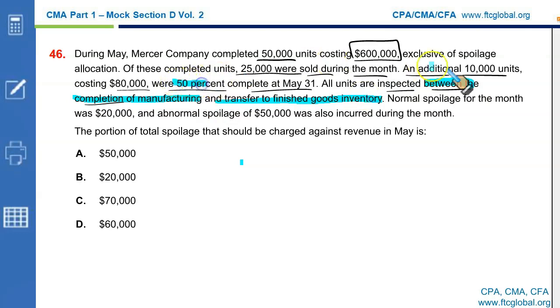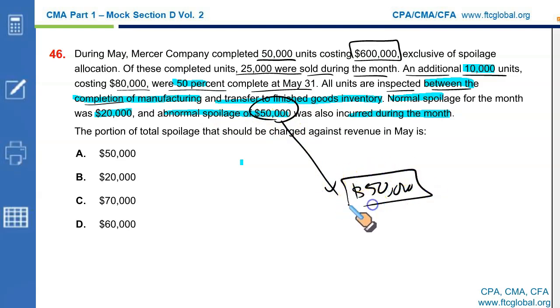Since these items we started work on are 50% complete, which means they have not yet been inspected, just ignore them, do not consider them in our computation. It says normal spoilage for the month was 20,000 and abnormal spoilage of 50,000 was also incurred during the current month. We know what these losses are. Normal spoilage is expected, abnormal is unexpected. How do we treat them? We know this 50,000 abnormal spoilage is charged in full as a period loss, or period charge, for the month of May.